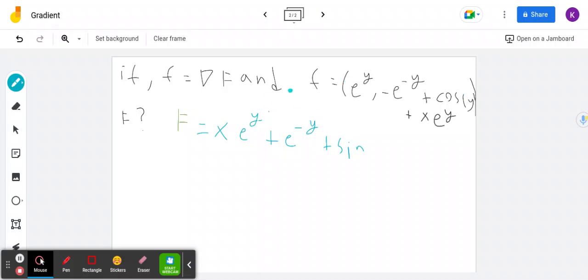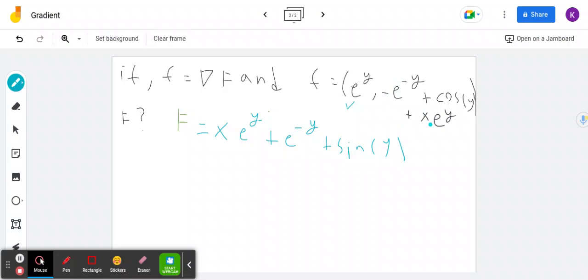And just to check, if we take the derivative with respect to x, we get e to the y, that's checked. If we take the derivative with respect to y, we get x e to the y, checked, negative e to the negative y, and then plus cosine of y. And that's it. That's our function.